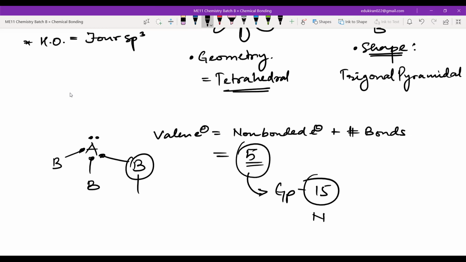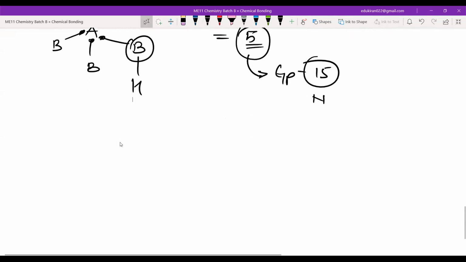And for B, I will take hydrogen, because ammonia is a very famous and well-known molecule. So let us take the example NH3. This has 2 electrons here.